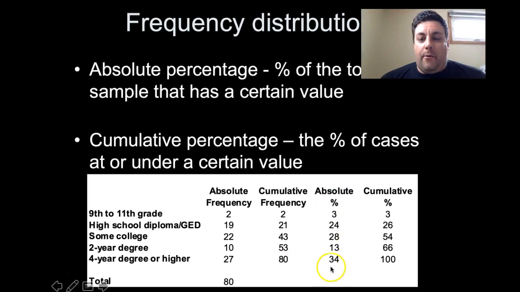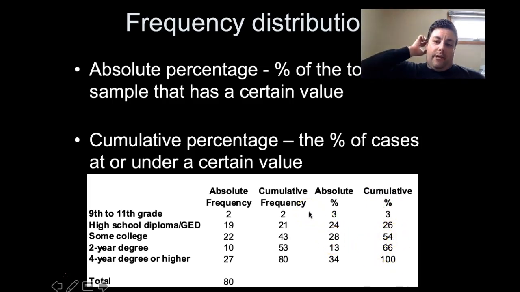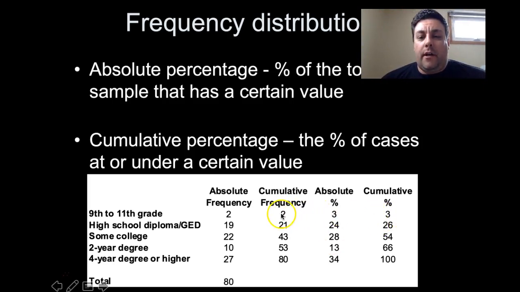If we were to add up all of the absolute percents, right, we get 3 plus 24 plus 28 plus 13 plus 34, we would get to 100% because that describes all of the cases, just as the cumulative percent here adds up to 100. So how do we calculate these? In this case, 3% would be 2 divided by 80, right? We would get absolute frequency, same thing, 2 divided by 80. We would get 3%. If we were going to calculate the 24% for absolute frequency, we would divide 19 by 80. That would get us 24.